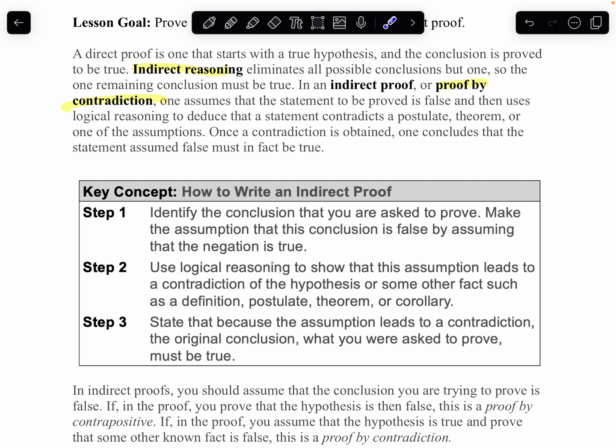That's either going to be a contradiction of the hypothesis or a fact that we know, like a definition, a postulate, theorem, or a corollary that would show that that's not true. Because that's false, that means our assumption is false, and therefore what we want to prove is true, which seems kind of weird, but that's how it works.